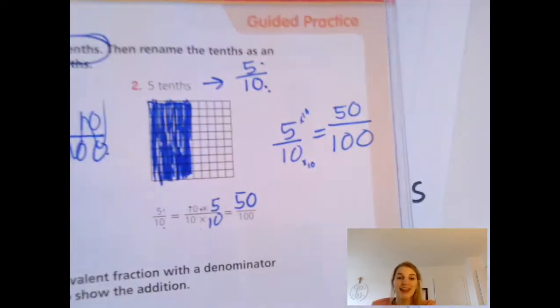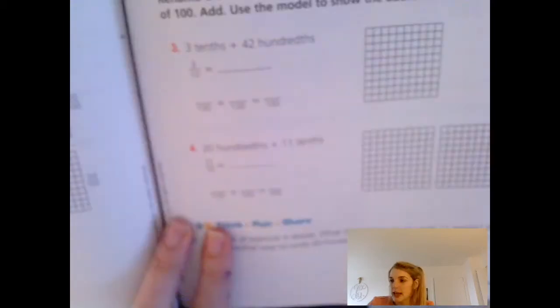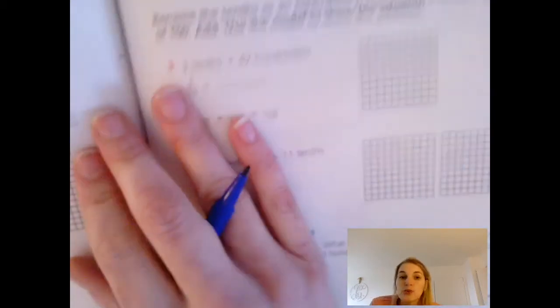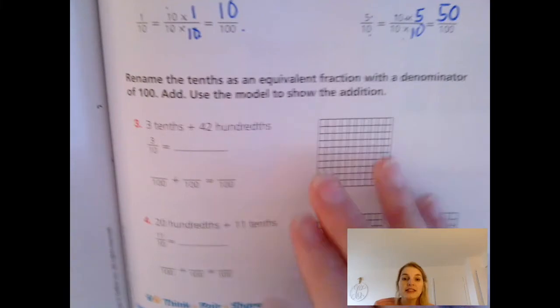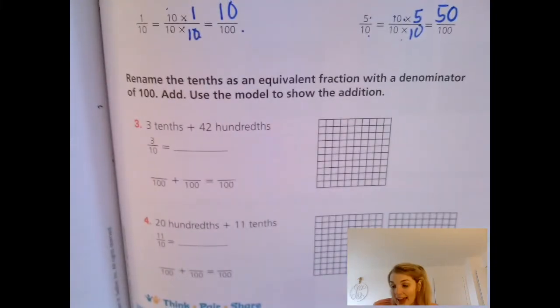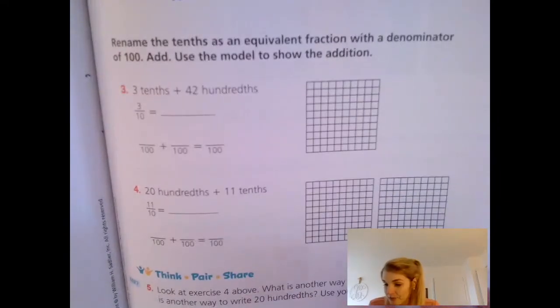So 50 100ths is the same thing as 5/10. Let's look at the next steps. It says rename the tenths as an equivalent fraction. So remember, we're making these tenths equal to the hundredths. And in this case, we're doing it so that we can add. So in this case, we were just showing and modeling. In this case, we're actually going to be doing the adding.